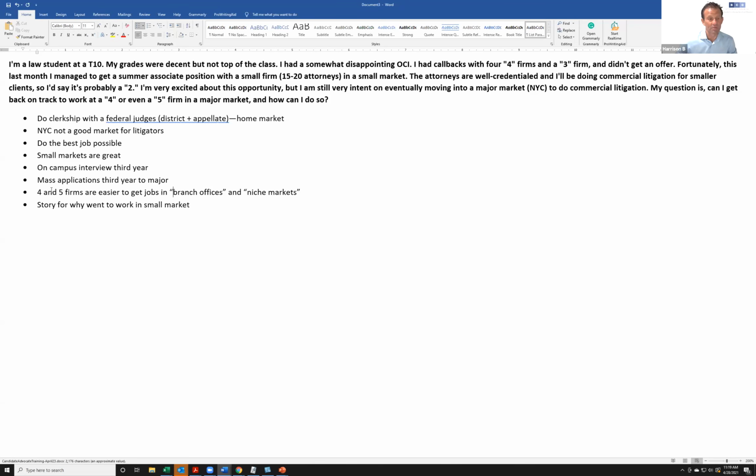Sometimes if you're trying to get a job with a 4 or 5 firm, you should always look at branch offices and also smaller markets. So the smaller the market you're looking at, the better off you'll be. You might want to have a story about why you went to work in a small market. So it might be your family's from there, a girlfriend, boyfriend, whatever, or friends there, or just different reasons. And there's nothing to prevent you from getting a job in a 4 and 5 firm.